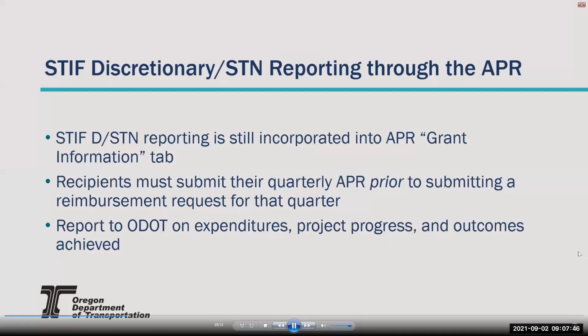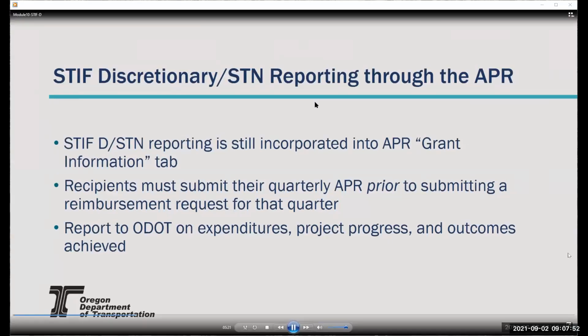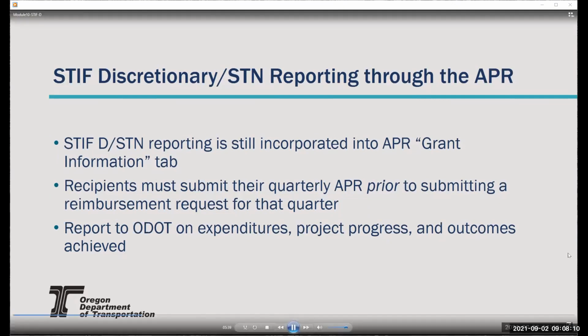So the STIF administrative rules require recipients to report quarterly on 3 things for these programs. That includes expenditures, project progress, and outcomes achieved. And we'll get more into what each of those things are. The STIF and STN reporting structure, again, is part of the grant information tab where you report on other ODOT managed grants. Note that that's different from your reporting for STIF formula, which is done through the STIF periodic report or SPR.